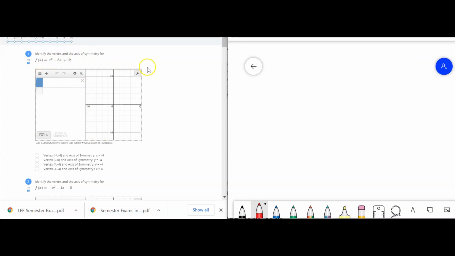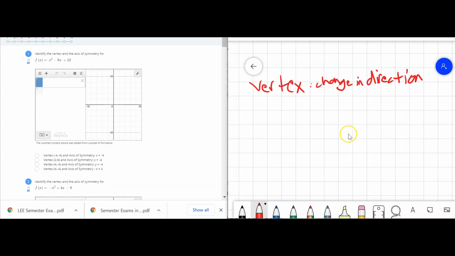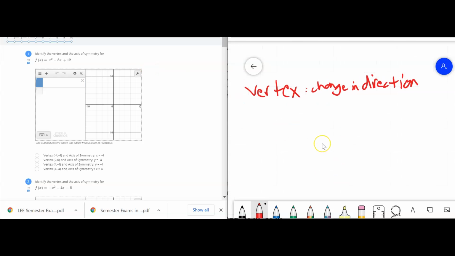Identify the vertex and the axis of symmetry. Now, I wrote this already, but the vertex is where there's a change in direction. It's the point at the change in direction, okay? So here's what we got to do first. First of all, we need to take this equation and plug it into our graphing calculator box here.